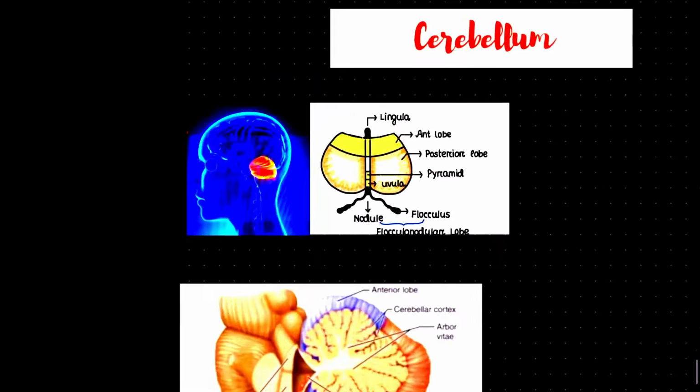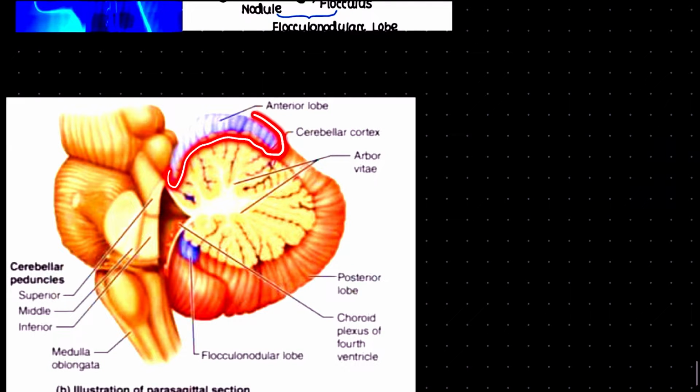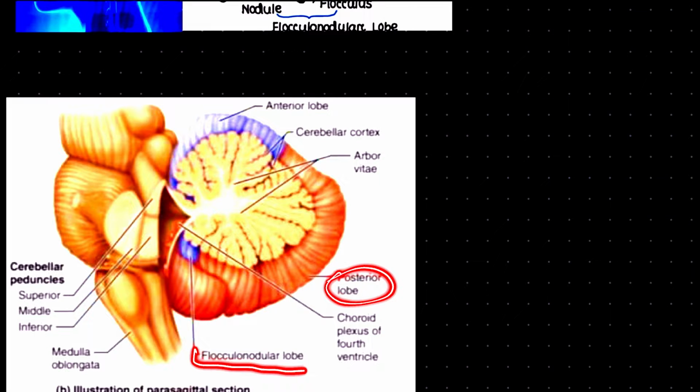Now moving further, let's see the same things right here. We have the anterior lobe, as you can see. These are our posterior lobe, as you can see in red color. And we have the flocculonodular lobe right here.